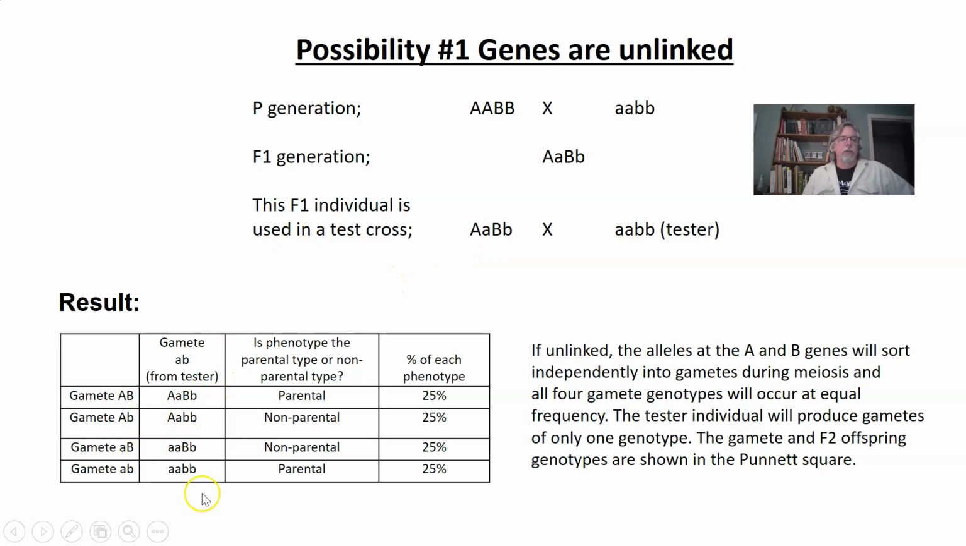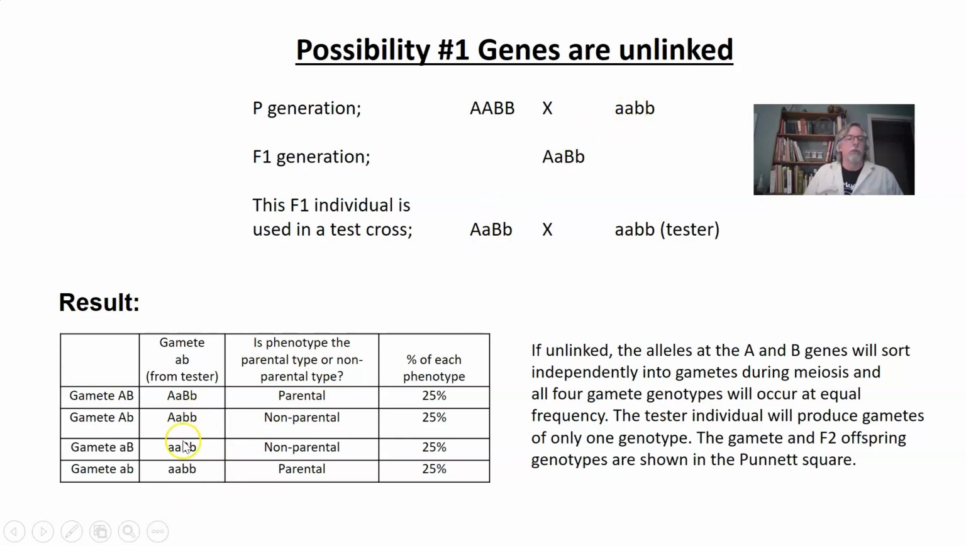And this would be the result that we talked about in the last video. From this doubly heterozygous individual with genes on 2 chromosomes, right? We're assuming they're unlinked. All 4 gamete genotypes are present in equal frequency, and that would produce all 4 offspring genotypes in equal frequency. 2 of these would be parental genotypes, the one showing both dominant traits, similar to this parent, and the one showing both recessive traits, similar to this parent.